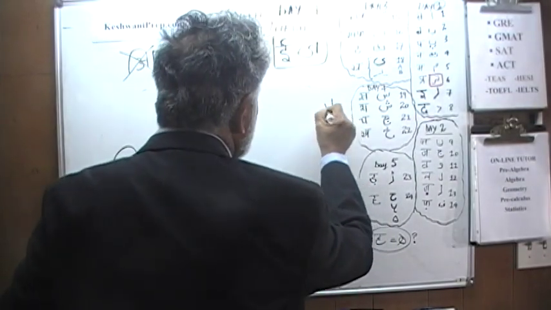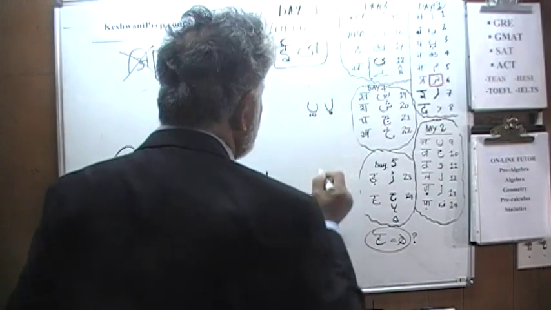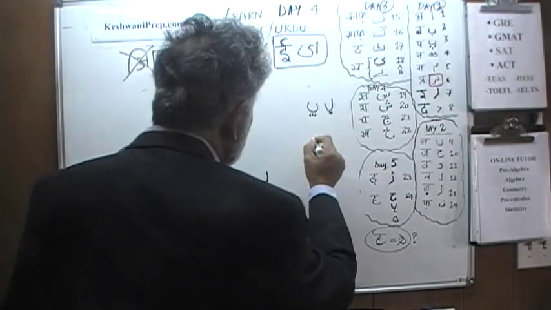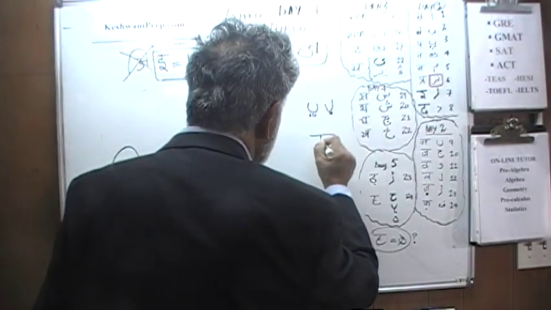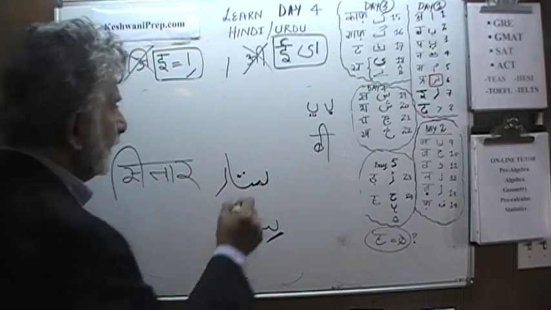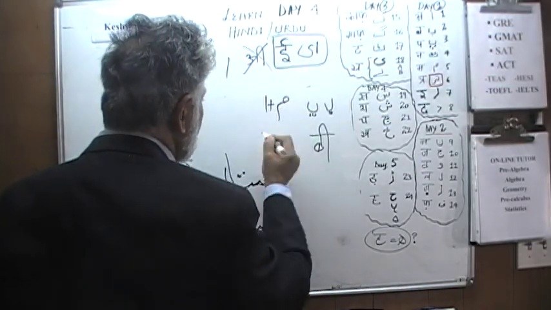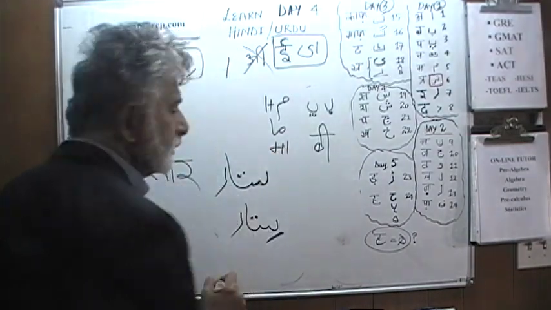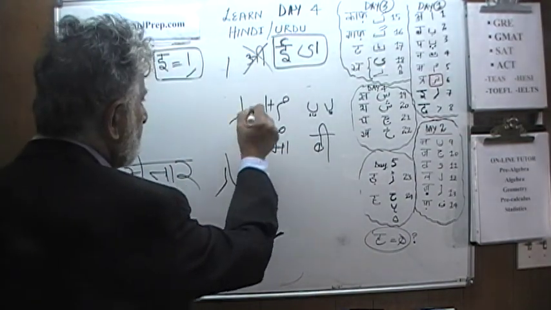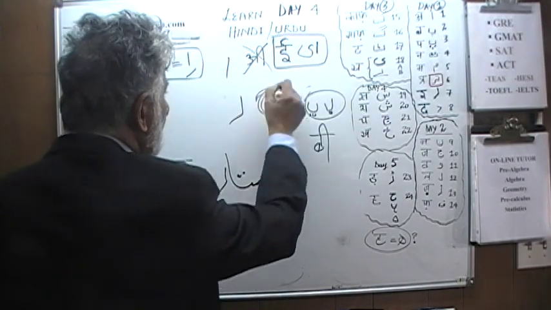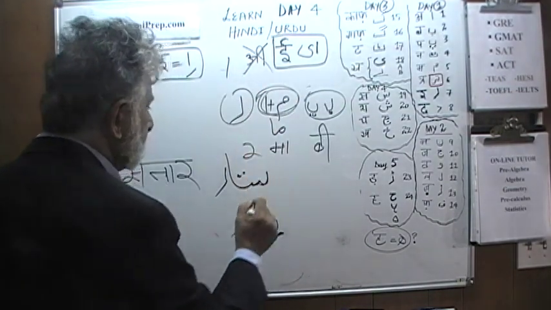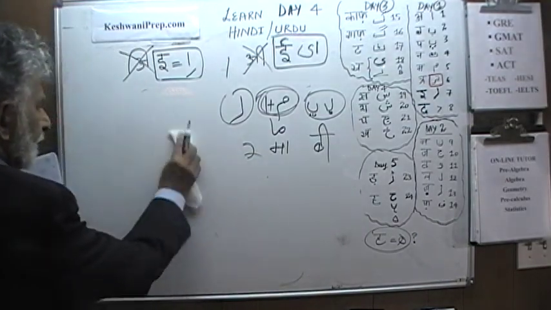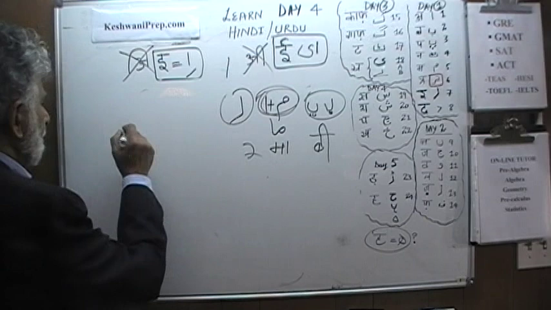Be, ye. That makes B, and since it's a choti ye, we need a badi ki matra. So that's B. And then Meem and Alif are going to join. It's going to become Ma. And then we need a Ra. B, Ma, Ra. Bimar. Let's put them together, shall we?